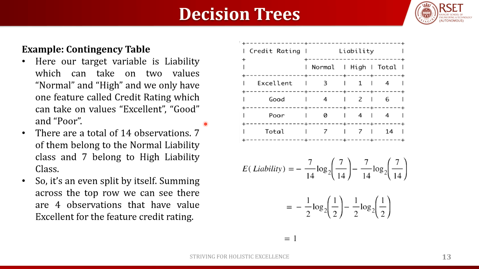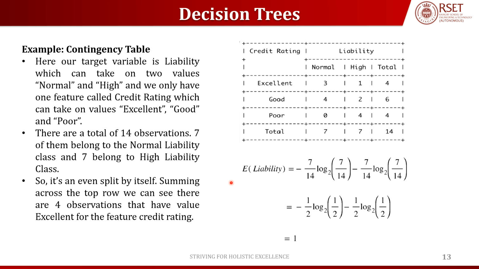Now here we are going to use a great example to understand entropy, which is a key concept for building decision trees. The image shows a contingency table, which is just a way to summarize our data. In this example, we have a total of 14 observations, and our goal is to predict the liability of a person, which can be either normal or high. To do this, we are using one feature called credit rating, which has three possible values: excellent, good and poor.